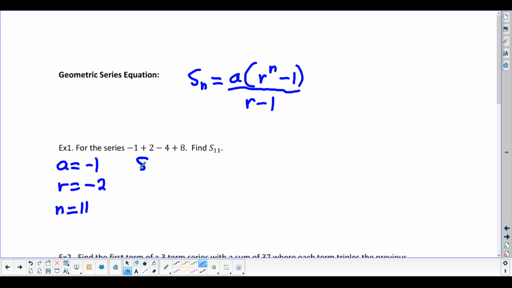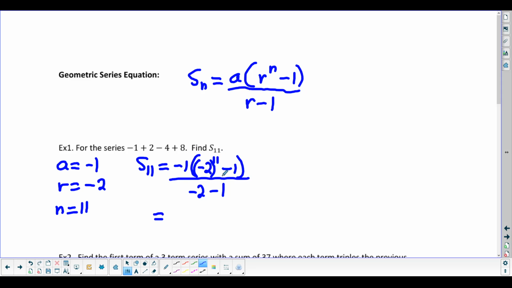So let's find that. S11 is equal to A, -1, times R to the power of 11. Now recall, when you're doing negative bases with exponents on your calculator, it can be a little tricky. You got to be careful. So maybe we'll just put brackets around that. And minus 1, all divided by R, -2 minus 1. Okay. So I'll do this in a few steps here just to show the process in more detail. Eventually you can do this in your calculator, but we'll go through the process this time.